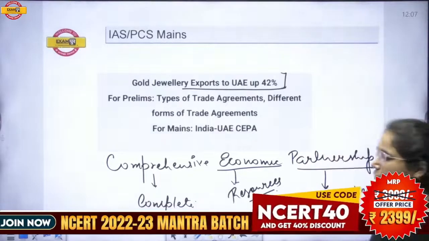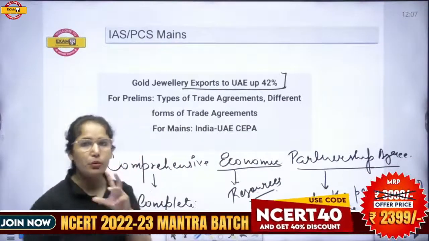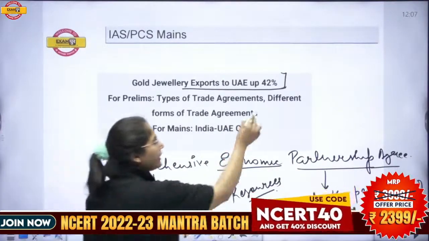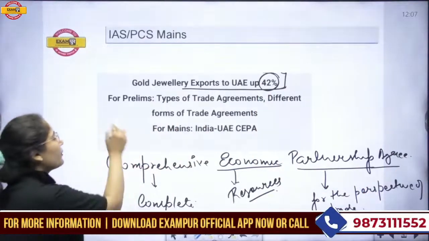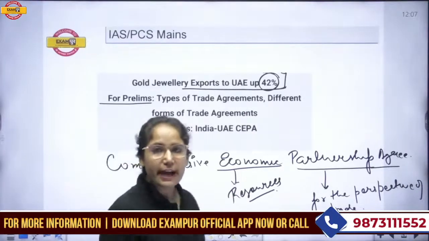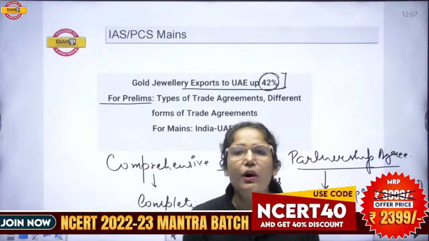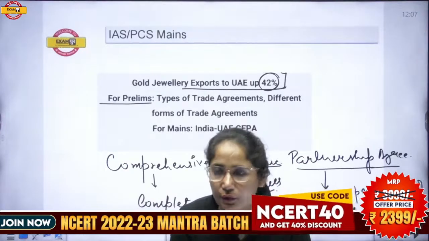Okay, gold jewelry export. We are exporting to UAE up to 42%. 42%, it is making a huge difference. And from the point of view of prelims, you can be asked about trade agreements, and you can be asked about the organizations in which India is involved, the ones India is a part of.